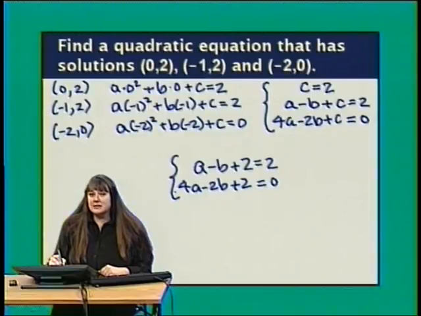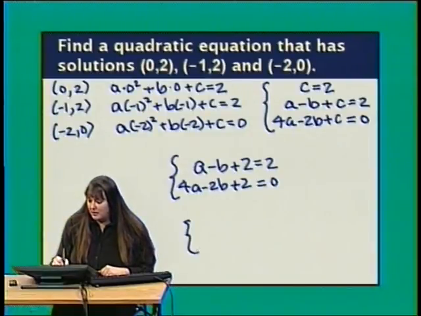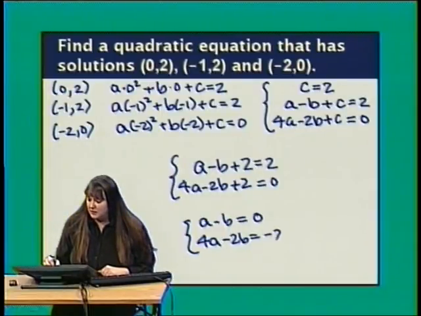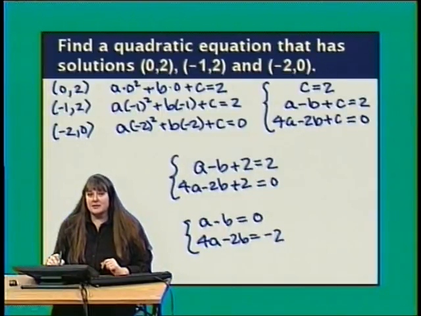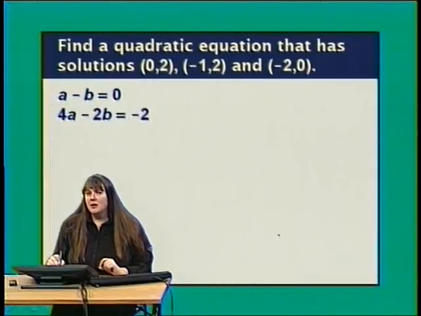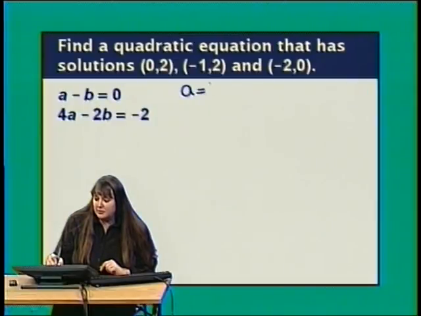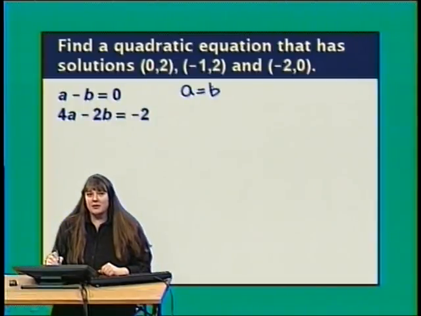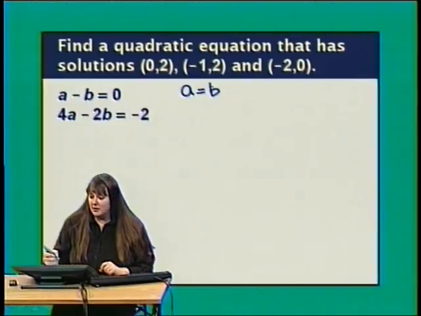Now moving those constants to the right-hand sides of the equations, I have a minus b equals 2 minus 2, which is 0, and I have 4a minus 2b equals 0 minus 2, which is negative 2. So I'm left again with a system of two equations with two unknowns. I need to solve for a and b. This time I think I'm going to use the substitution method. Look at that first equation, a minus b equals 0. Well, that tells me that a equals b if I add b to both sides of the equation. So I'm going to substitute b in place of a in that second equation.